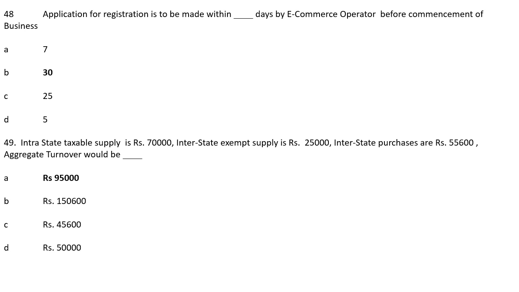You have to just calculate intrastate taxable supply 70,000 and interstate exempted supply 25,000. If you add both, you are going to get your answer, 95,000. You are not going to take the purchase. In GST we only consider the supply, not the purchase. Input tax you will avoid, so purchase we are not going to take. So your answer will be option A, 95,000.